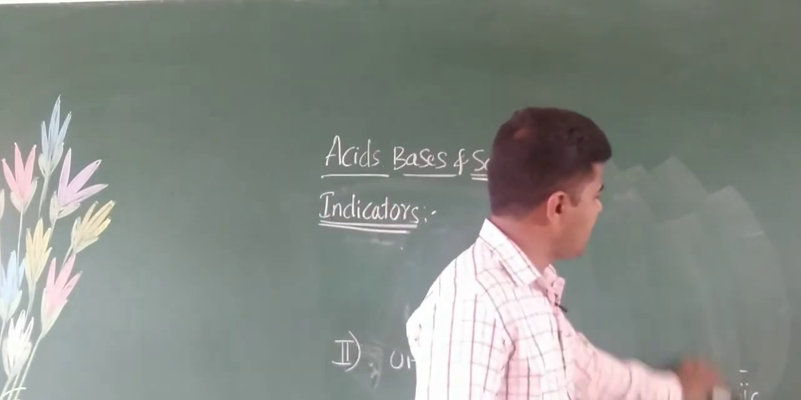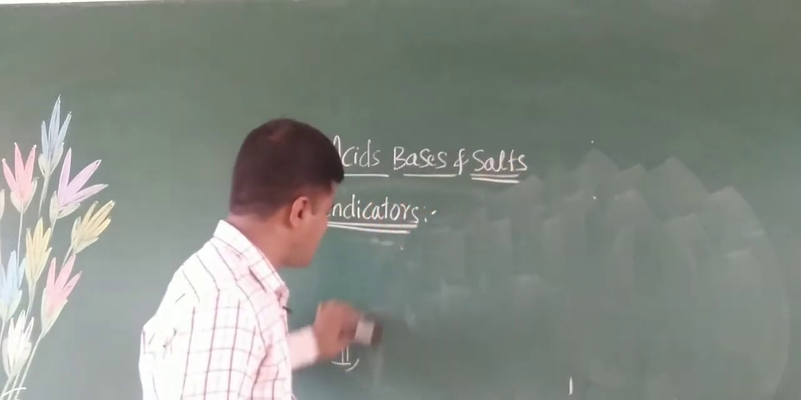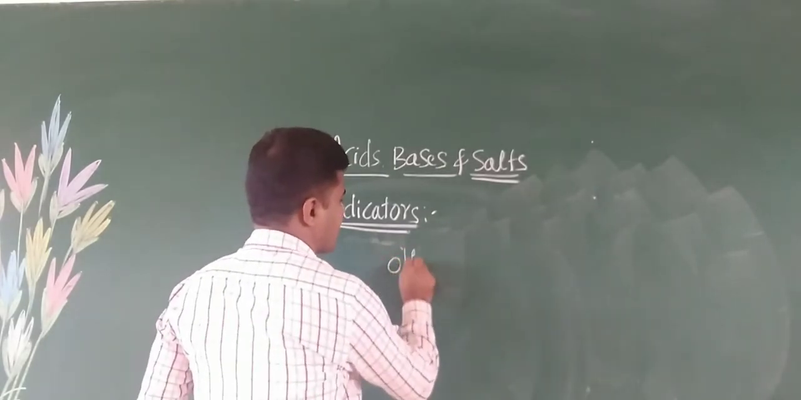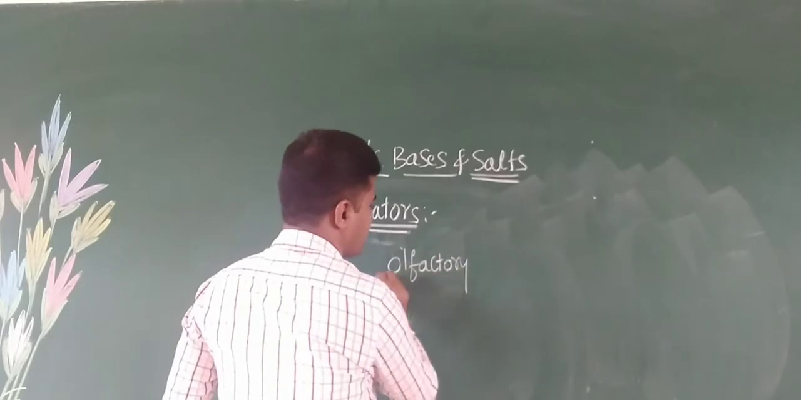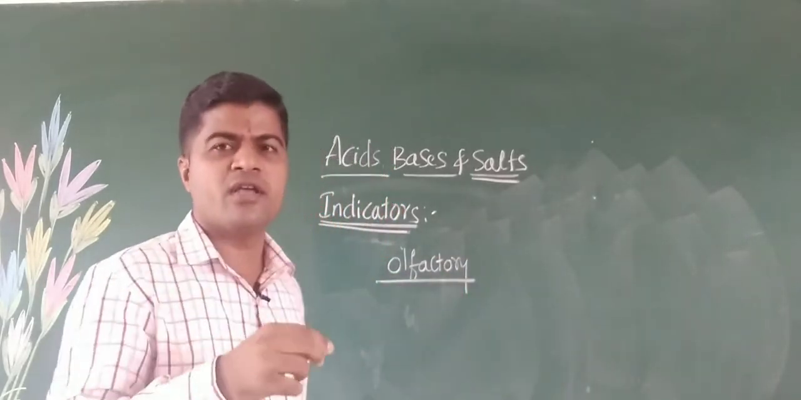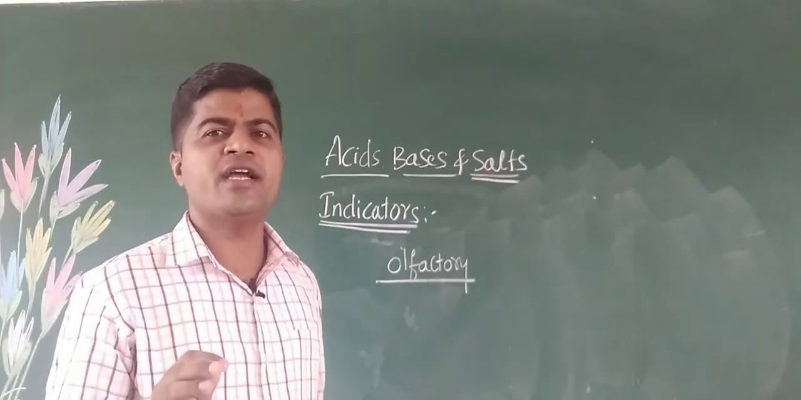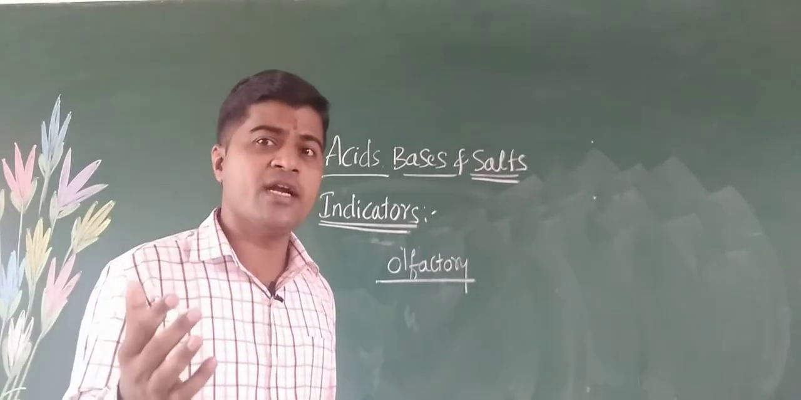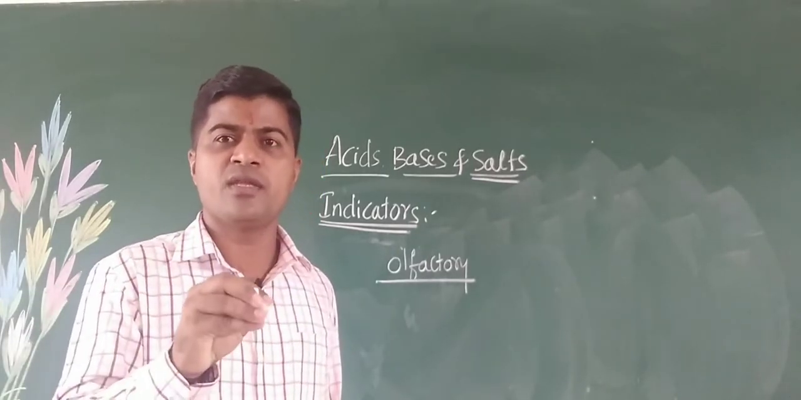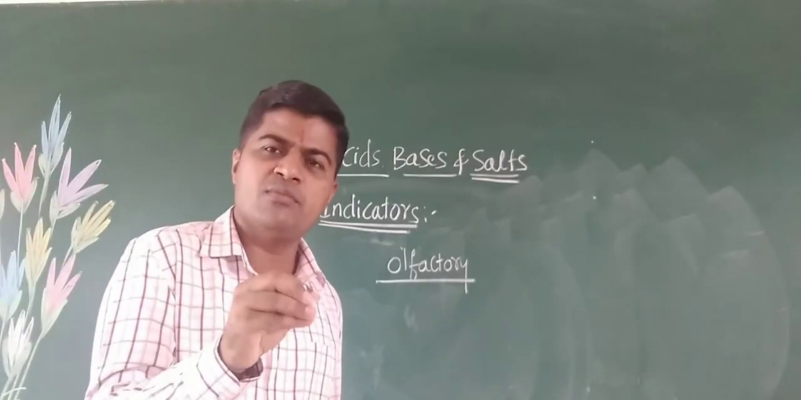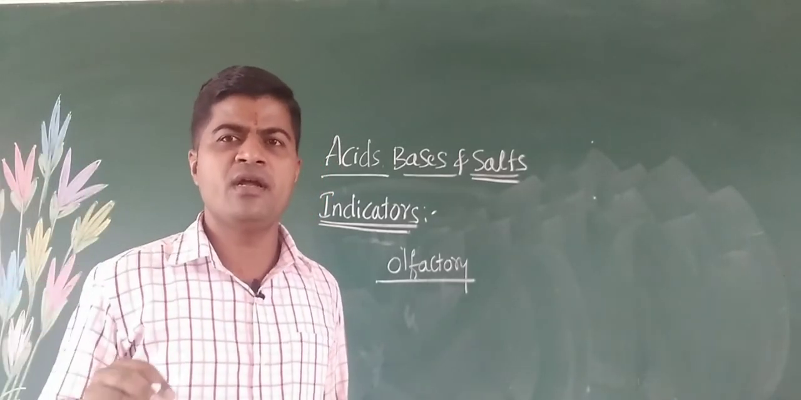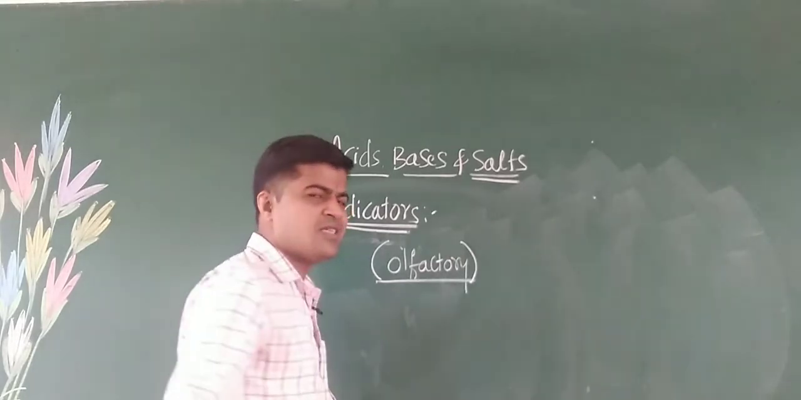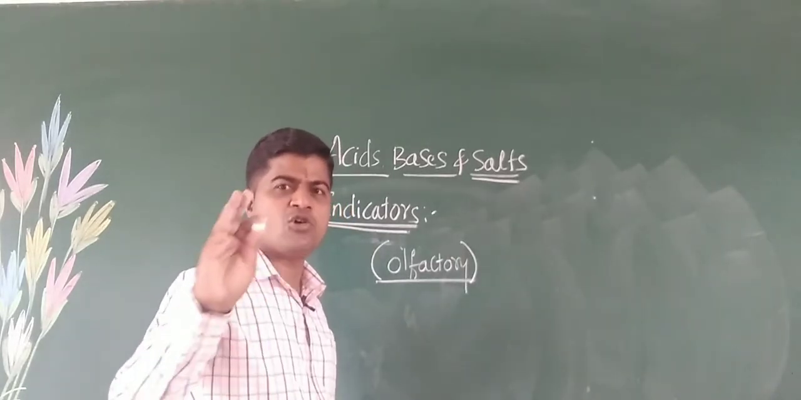indicators. As I told you, we have discussed naturally occurring and artificially prepared indicators. And one more thing, just now I told olfactory indicators. In board exams every year they used to ask questions on this. Olfactory indicators are naturally occurring indicators which have different smell in different medium. Like in acidic medium the smell will be different, in basic medium the smell will be different. That is what we call olfactory indicators. Olfactory means sense of smell.